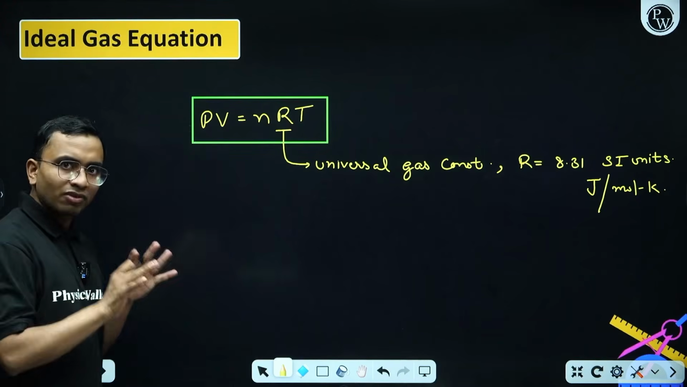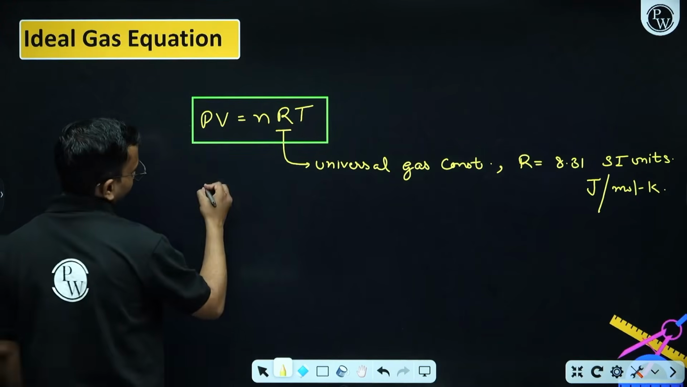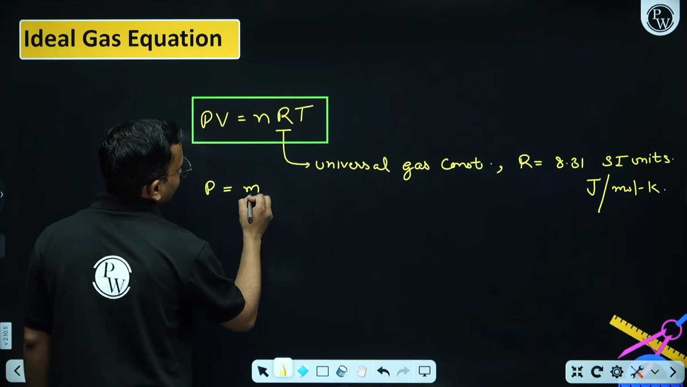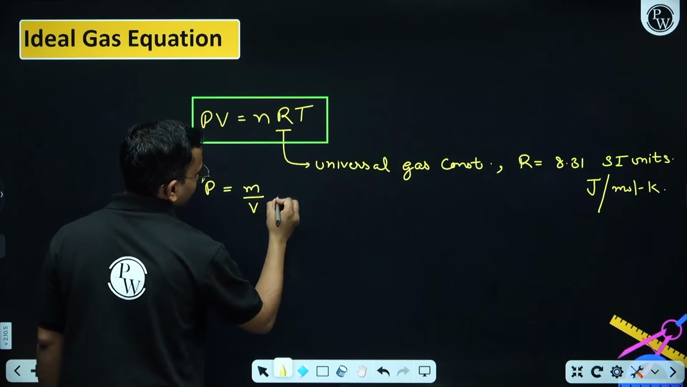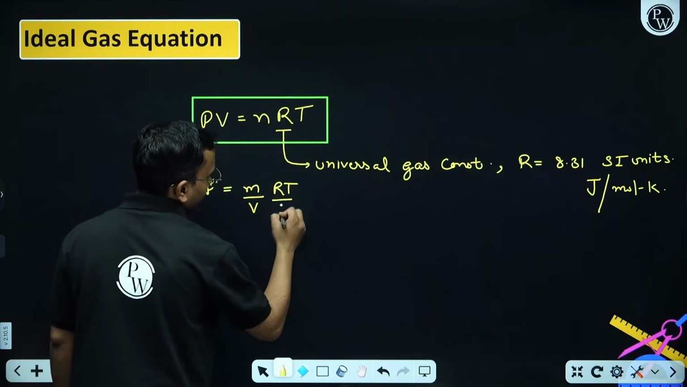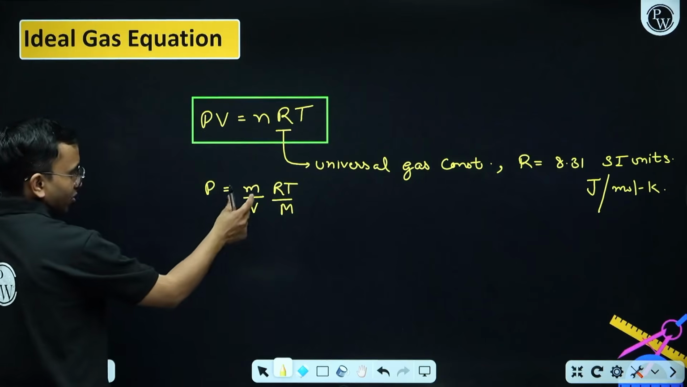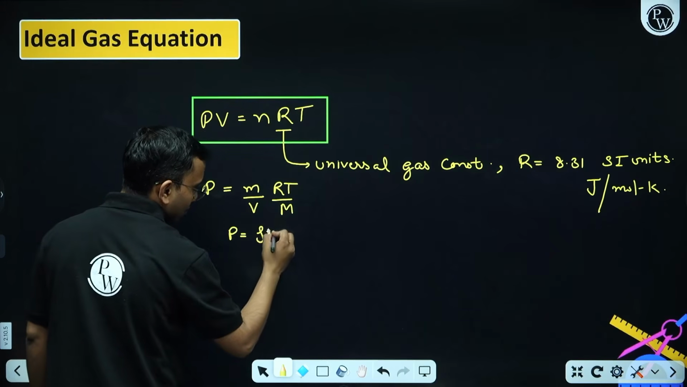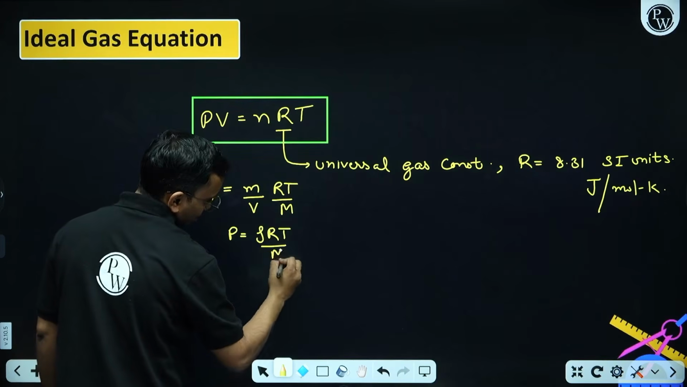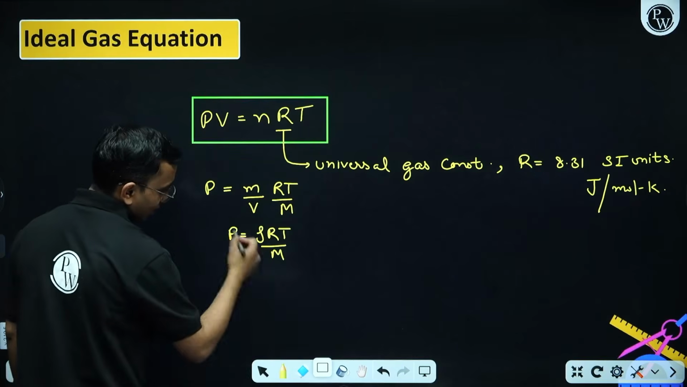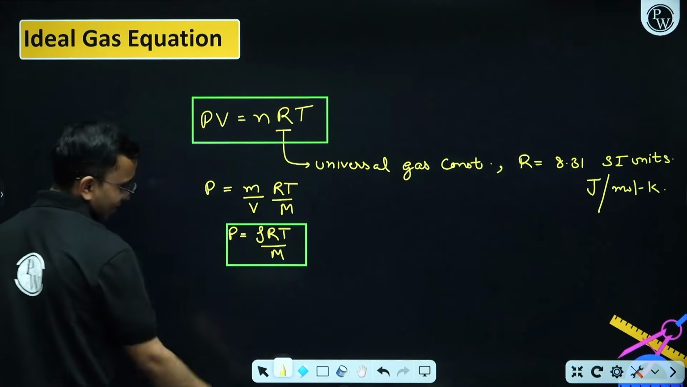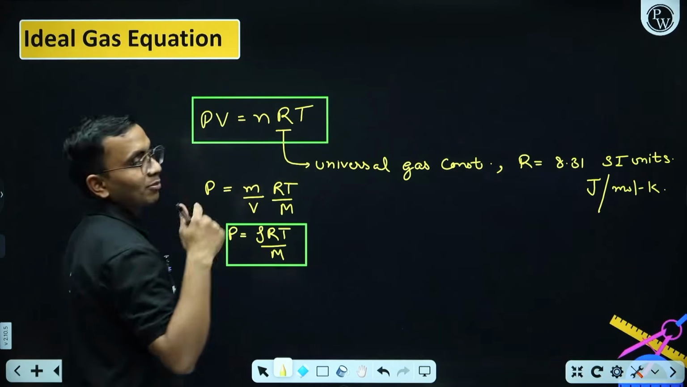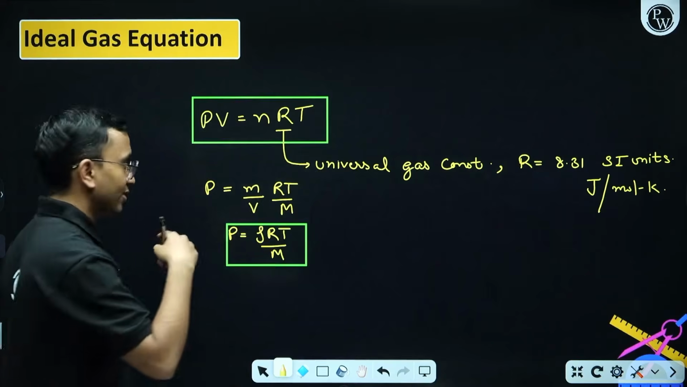Now I can change the form of this expression. I can write P is equal to number of moles as given mass divided by the molar mass. This becomes my density rho. So P becomes rho RT by M, isn't it? It's the same expression. P is equal to rho RT by M, or I can write this expression in terms of the Boltzmann constant, as I was saying previously.